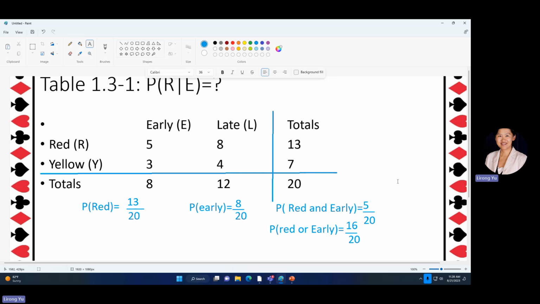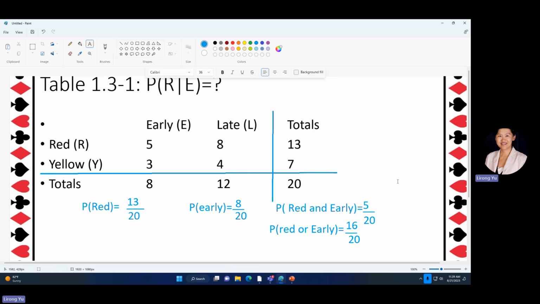I hope that kind of makes sense. All right, you can also think of it this way: this is one event, this is another event, and this is the overlapping portion. For the overlapping portion, you cannot count it twice, you have to subtract it. So if you add 8 plus 13, that will be 21, but then you have to subtract the 5.